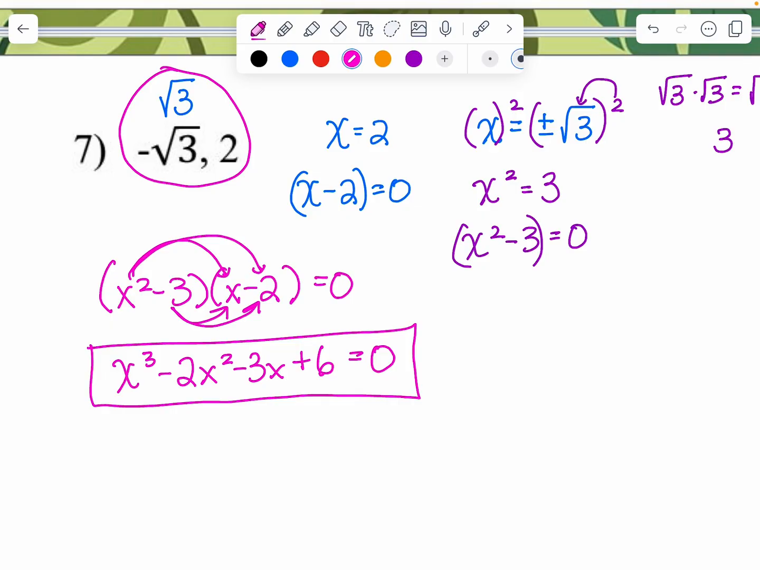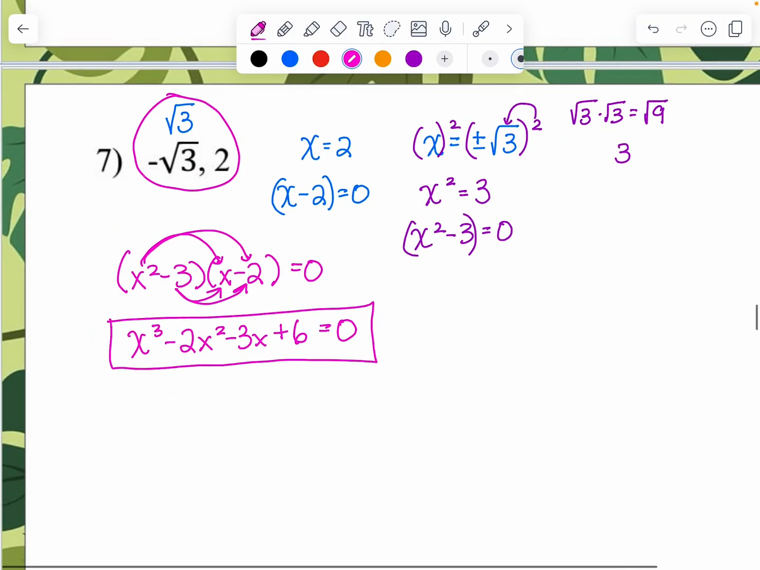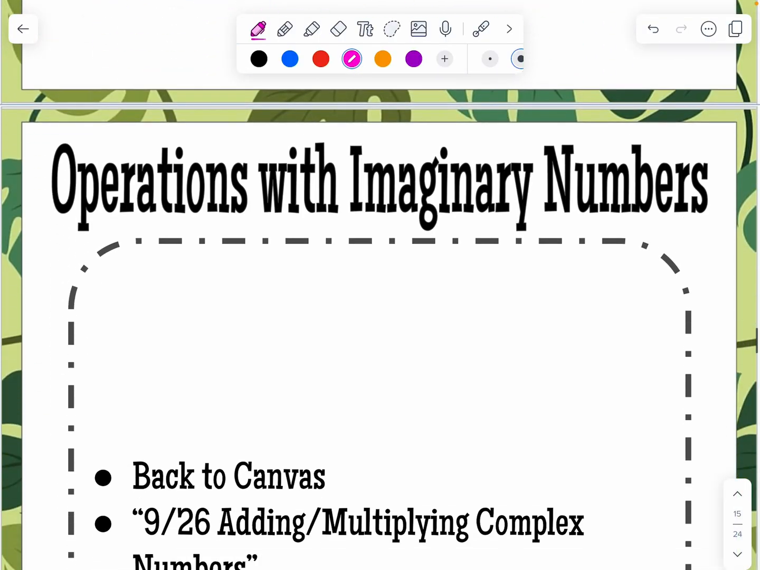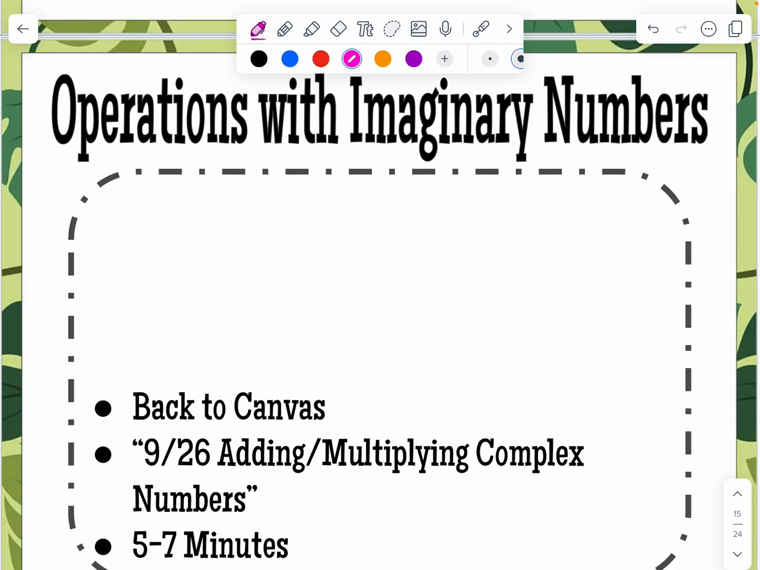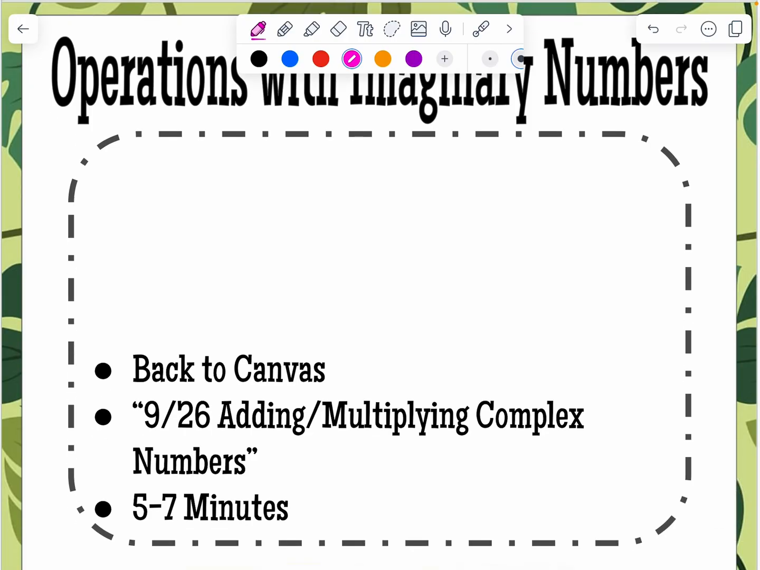And now we're going to move on to how you're actually going to use this and apply this. Well, actually, I'm sorry. Just really quickly, I want you to do some operations with imaginary numbers. I want you to practice adding and multiplying. So you're going to go back to Canvas. You're going to find the assignment that says 926, adding and multiplying complex numbers. And I'm going to show you a quick example. We practiced that. The multiplication is more important than the addition. The addition that we're going to do is going to be super simple, with the multiplication will be more complicated.